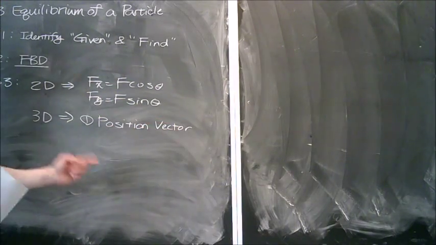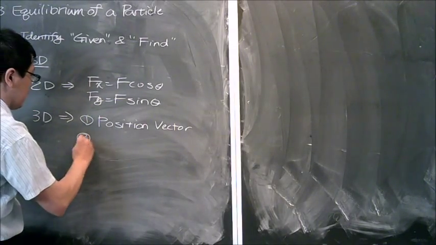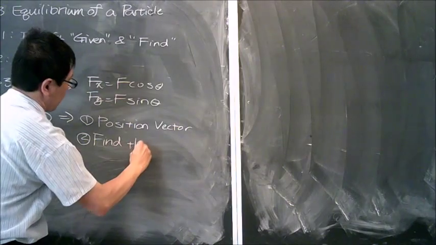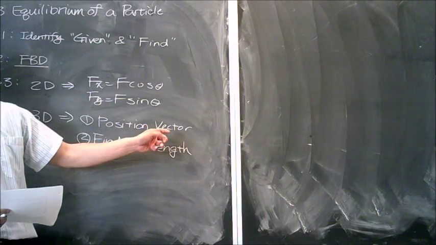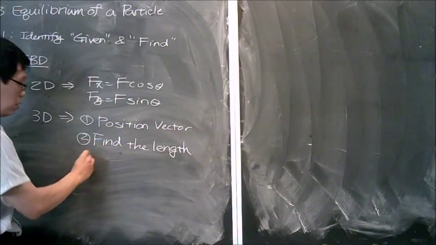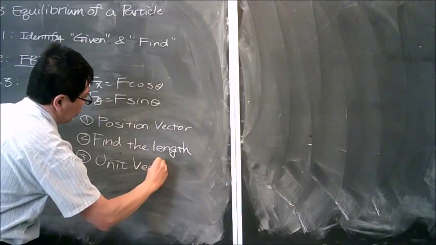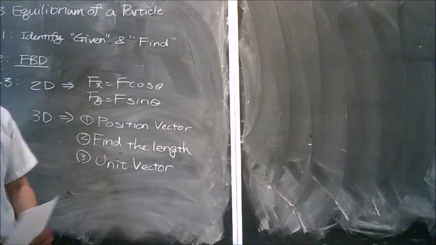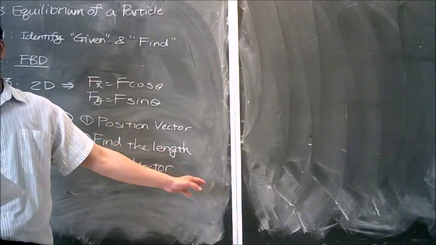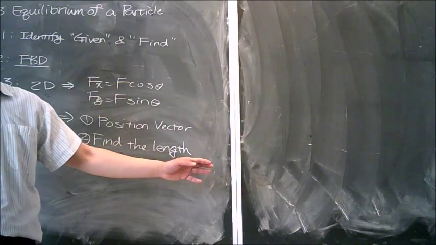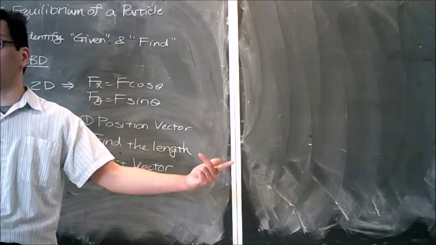Okay? Once you get that done, what do you need to do next? You need to find out the length of this position vector. Then you divide this position vector by the length, which gives you what? Unit vector. When you get the unit vector, what's next? You multiply your unit vector with the magnitude of the force. Then you get the force vector projected out to X direction, Y direction, and Z direction. Is that clear? Does everybody understand how I'm coming to this?